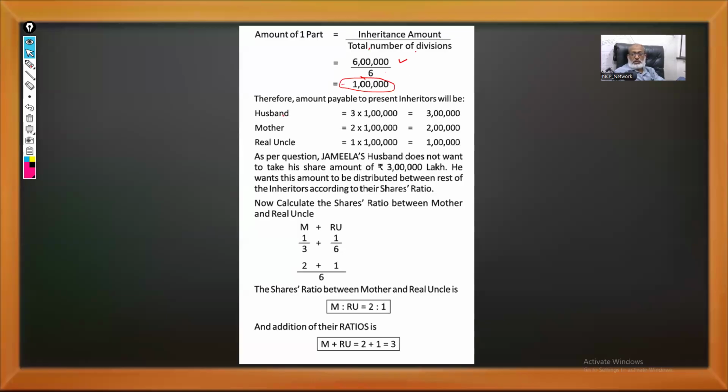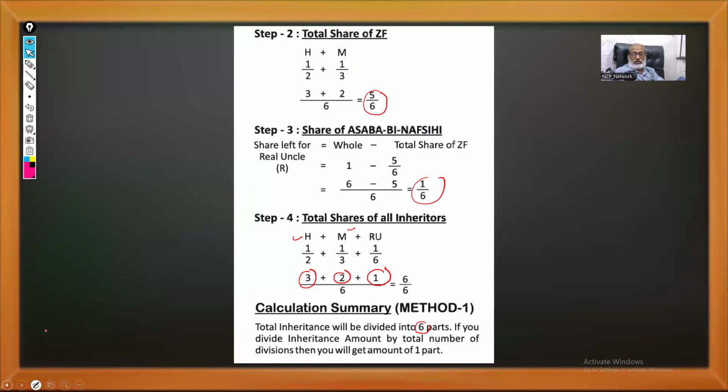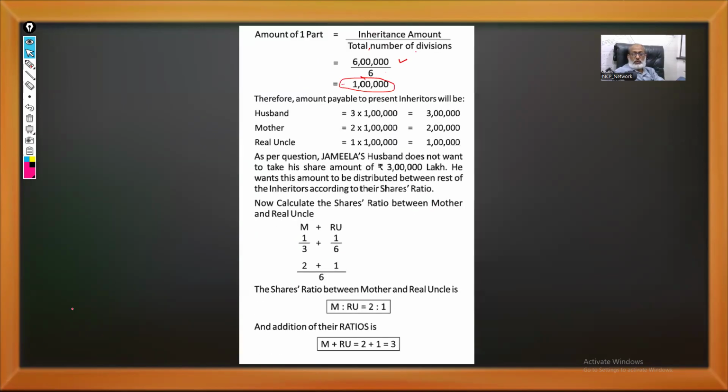So the husband is getting 3 shares, the mother is getting 2 shares, and the real uncle is getting 1 share, and the 1 share amount is 1 lakh rupees. That's why the husband will get 3 lakh, the mother will get 2 lakh, and the real uncle will get 1 lakh from the estate of Jamila.